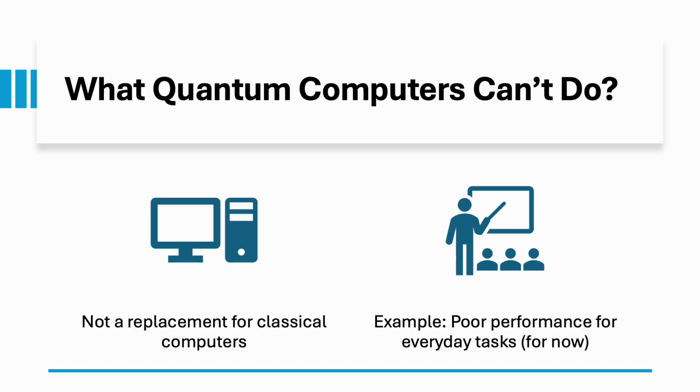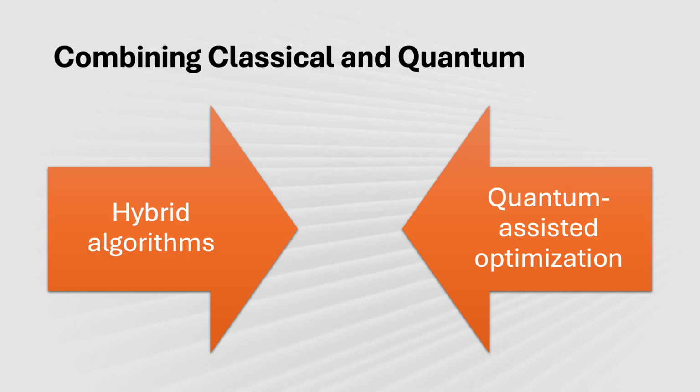What can quantum computers not do? They are not a replacement for classical computers. For example, they perform poorly on everyday tasks, for now. Combining classical and quantum machines gives hybrid algorithms, or quantum-assisted optimization. But before I jump into this, let me first show you the real examples of what quantum computers cannot do.